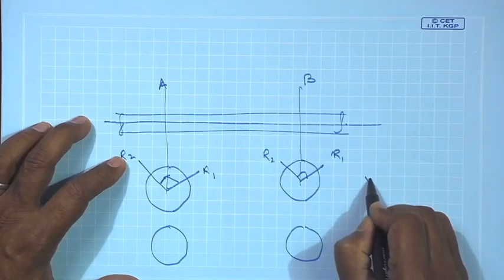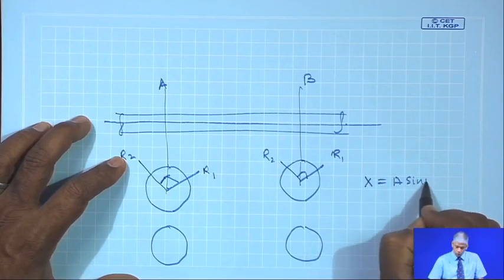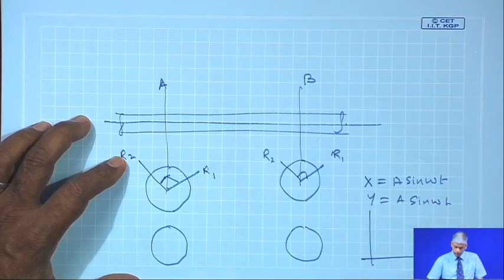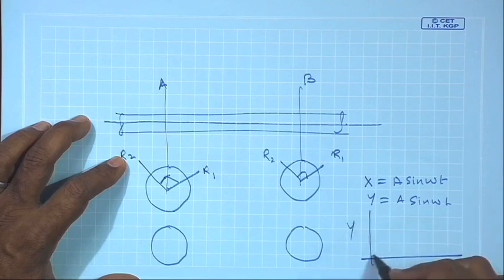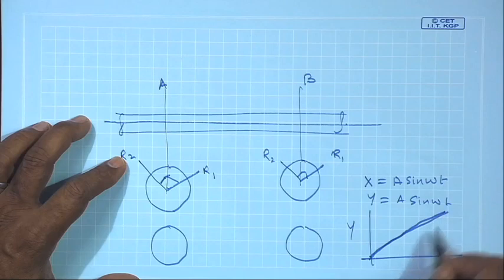But if x is equal to a sin omega t and y is equal to a sin omega t, just to recap, if you draw a line, x and y are the same, so you will get a straight line, because they are the same. This is of course at 45 degrees.